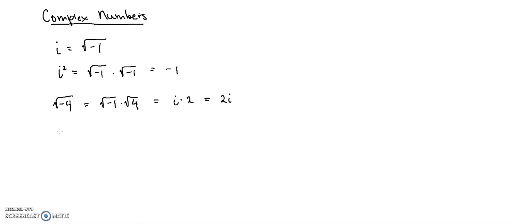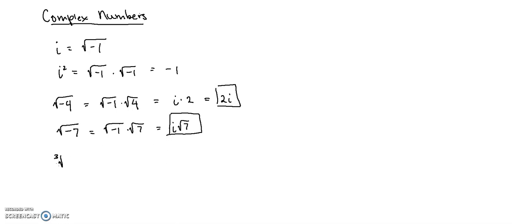Similarly, if we have the square root of -7, we can break that up as -1 times 7. So we're going to take that negative out, and that's going to be i times the square root of 7. And that one we're just going to leave alone because we can't do anything with the square root of 7. So 2i is completely simplified. i square root of 7 is completely simplified.